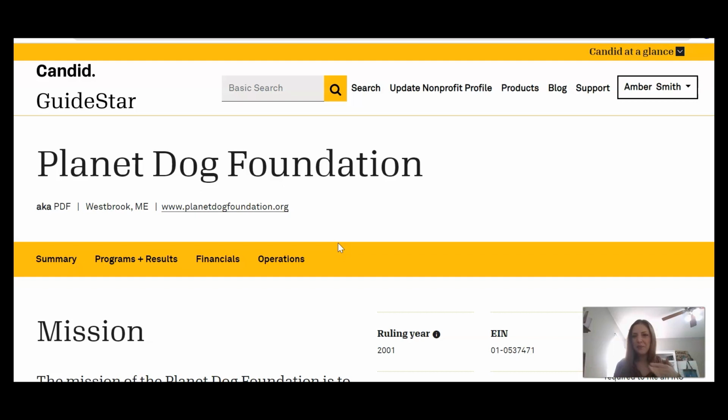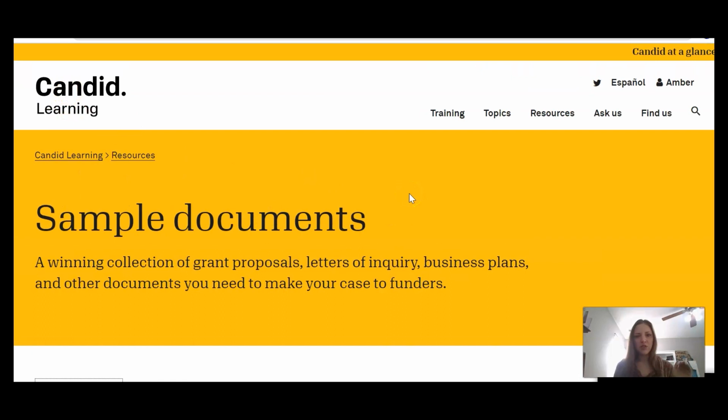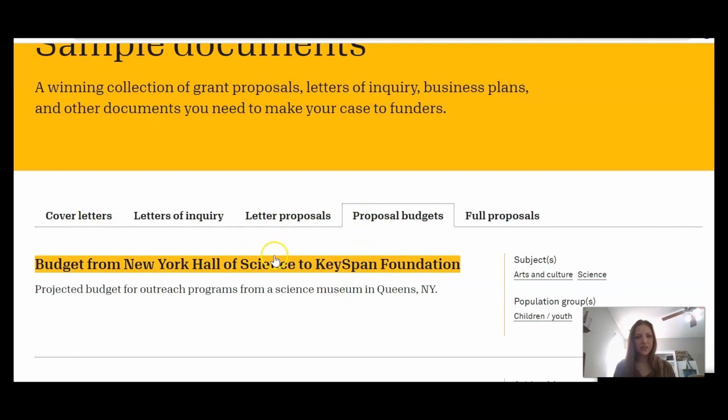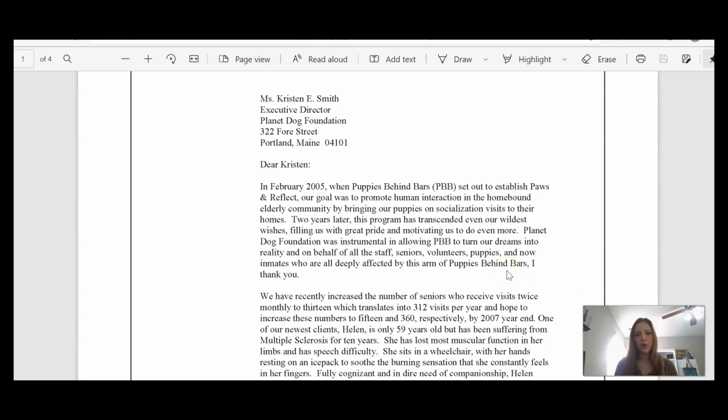And just so you know, the example grant proposal that I'm going to show you is part of Candid Learning's examples of successful grant proposals. So if you're interested in studying successful grant proposals more, I encourage you to check out this resource. It might help you out. They've got example cover letters, letters of inquiry, proposal budgets, etc. So just another good resource for you. All right, let's get into taking a look at the actual grant proposal.